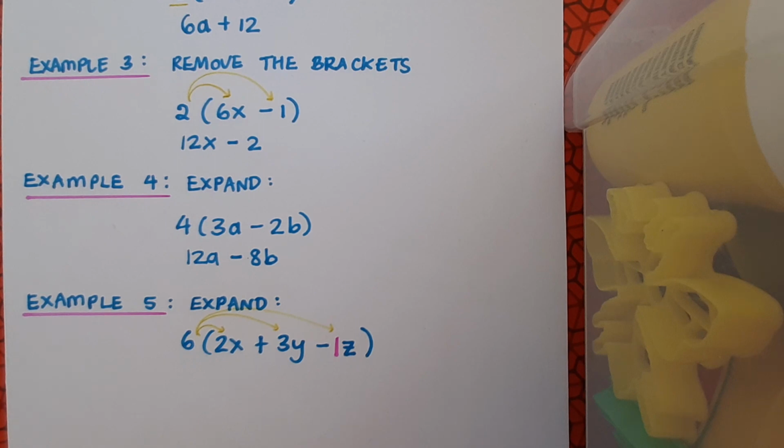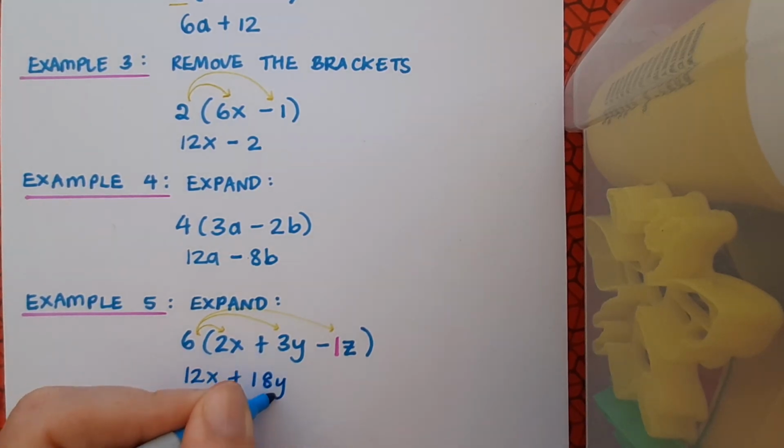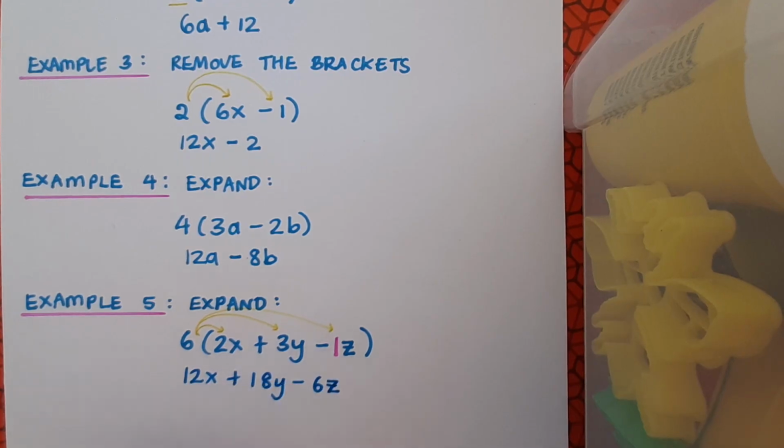Now I must multiply the 6 by each of the terms inside the bracket. This time, my solution should be 12x plus 18y minus 6z.